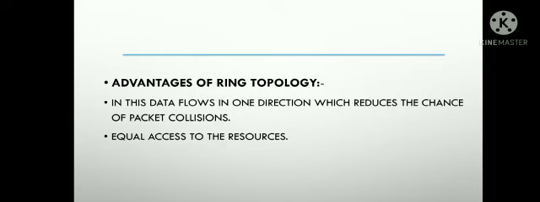Next point is advantages of ring topology. In this, data flows in one direction, which reduces the chance of packet collisions. It is cheap to install and expand, requires minimum collisions, and the speed to transfer the data is very high in this type of topology.